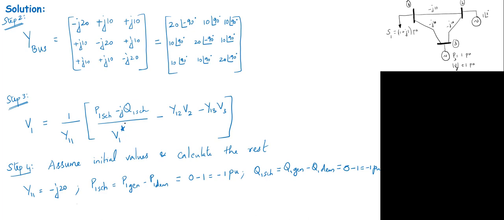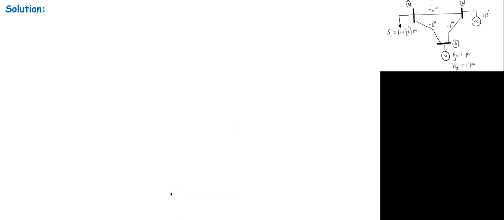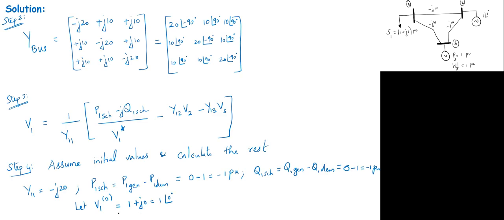V1 on the right hand side is something that we do not know. So we need to assume an initial value. Let V1 initial value, V1 of 0, be equal to 1 plus J0, which is also equal to 1 at an angle of 0 degrees. Okay. So I'm assuming that the initial value of this bus voltage V1 is 1 in magnitude and an angle of 0 degrees, or in other words, it's 1 plus J0 in per unit. So this is an assumption I'm making. It is only with this assumption we can solve for the state variable.